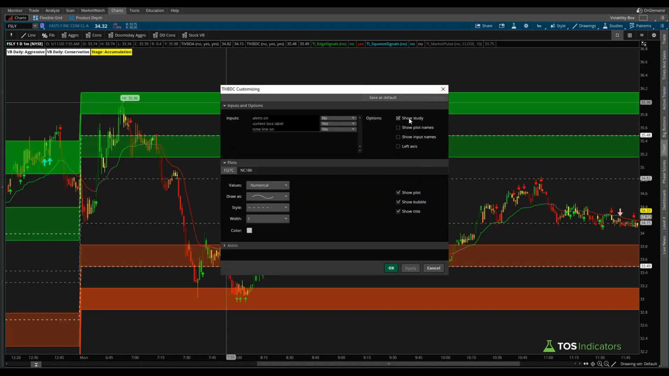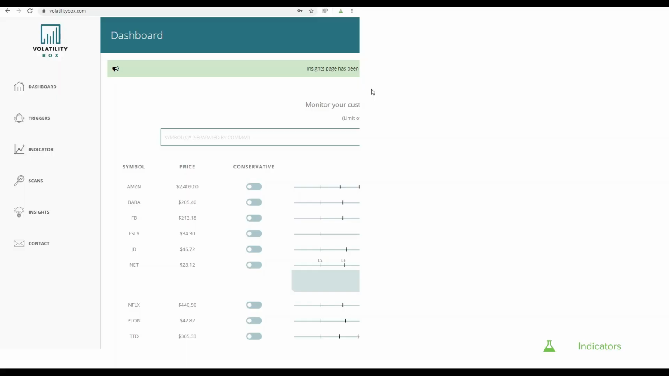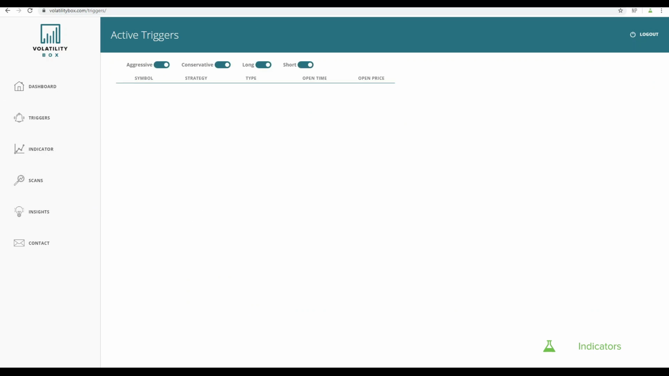So if I hide this study here, you should now see we had just the aggressive volatility box. So our entry comes onto our stock volatility box dashboard, which looks something like this. And we had it come onto our triggers tab right here, which is populating with live market hour trades only during cash session.